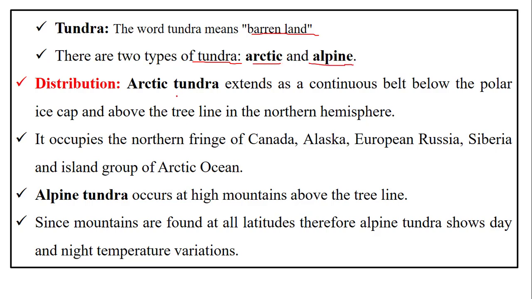Arctic tundra extends as a continuous belt below the polar icy caps and above the tree lines in the northern hemisphere, and it occurs in the northern fringes of Canada, Alaska, European Russia, Siberia, and in the island groups of the Arctic Ocean, right? Alpine tundra occurs on high mountains above the tree lines.